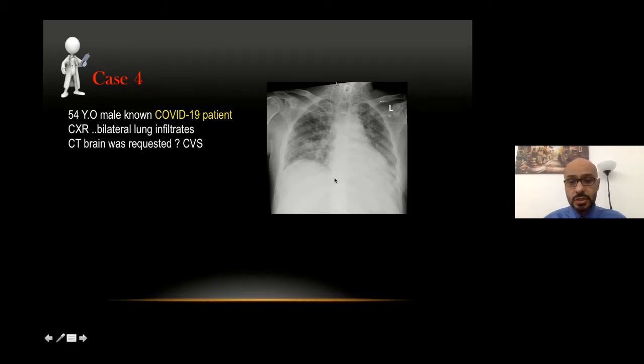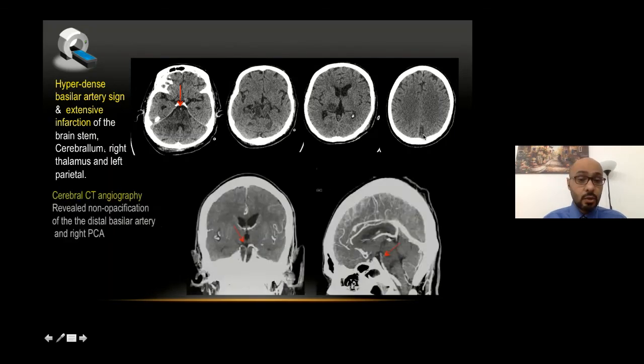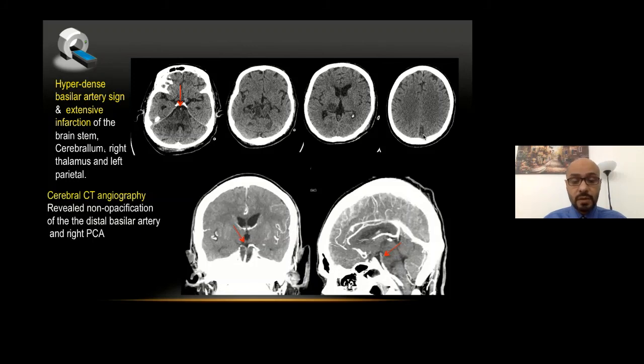Another case is a 54-year-old male, a non-COVID patient. His chest X-ray revealed bilateral lung infiltrates, and CT brain was requested to rule out cerebrovascular stroke. You can notice here the hyperdense basilar artery sign with extensive multiple infarctions involving the brainstem, cerebellum, and the right thalamus, as well as the left parasagittal parietal region. Looking into the CT cerebral angiography, you will notice non-opacification of the distal part of the basilar artery as well as the right posterior cerebral artery.